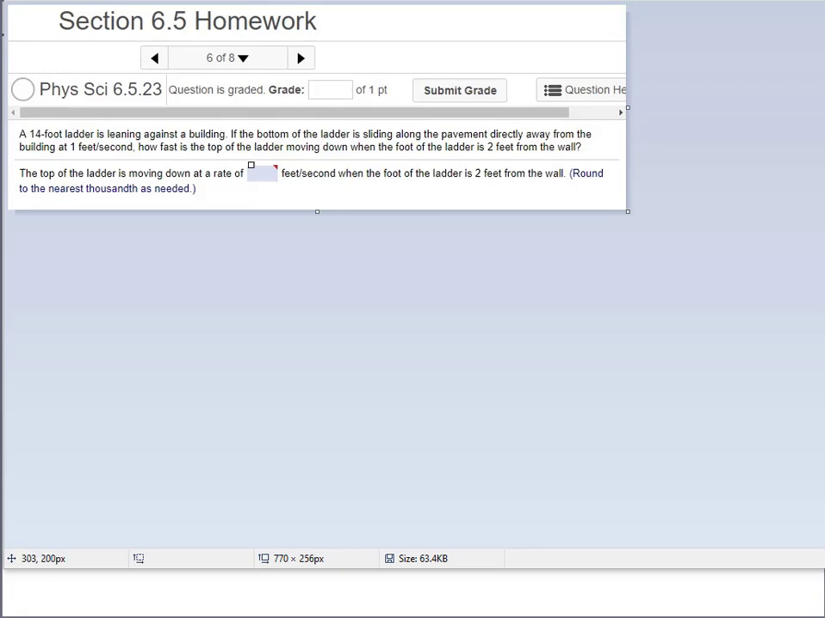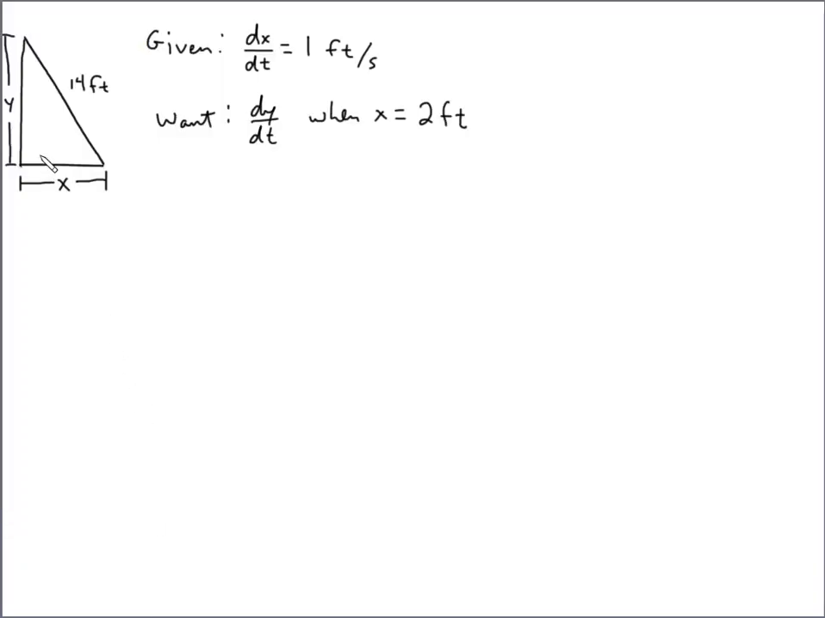Here we're looking at this sliding ladder related rate problem. A 14-foot ladder is leaning against the building. If the bottom of the ladder is sliding along the pavement directly away from the building at 1 foot per second, how fast is the top of the ladder sliding down when the foot of the ladder is 2 feet from the wall? Okay, so this is a picture of the situation.